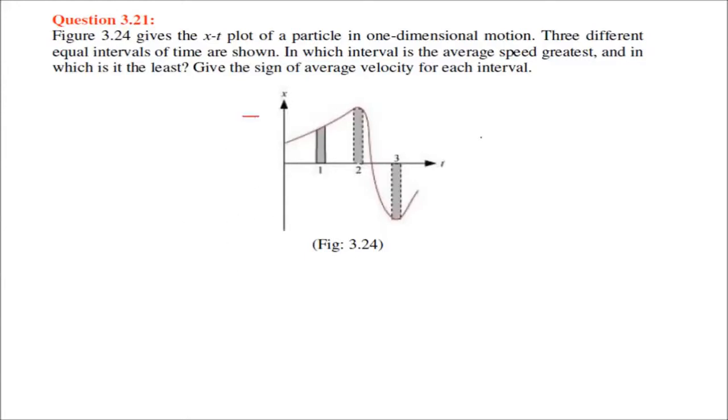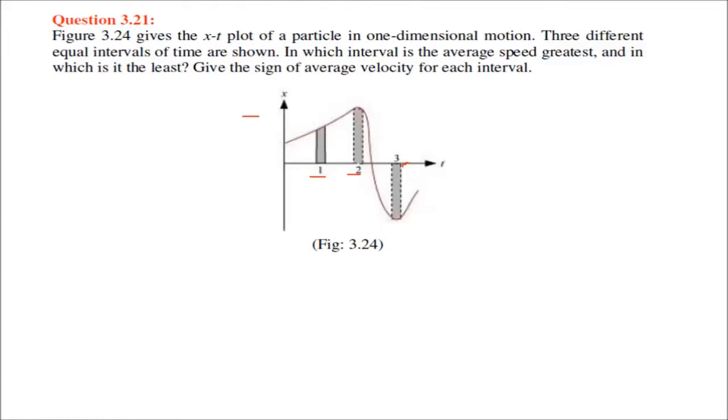In this figure, it gives an x-t plot again, of a particle in one dimension. Three different equal intervals of time are shown, 1, 2 and 3. In which interval is the average speed greatest and in which is it least? Also give the sign of average velocity for each interval.